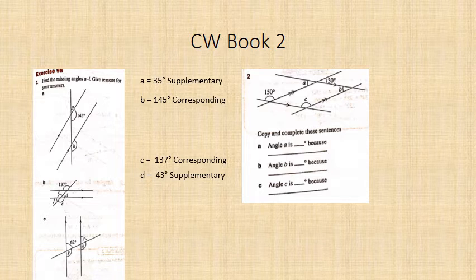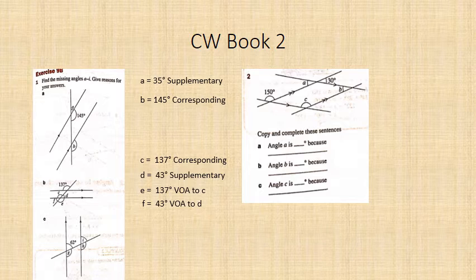And after that, angle E is going to be equal to C because it's a vertically opposite angle. So angle E is going to be equal to 137 degrees. And angle F is going to be equal to angle D because it's a vertically opposite angle. So F is going to be equal to 43 because it's vertically opposite to angle D.